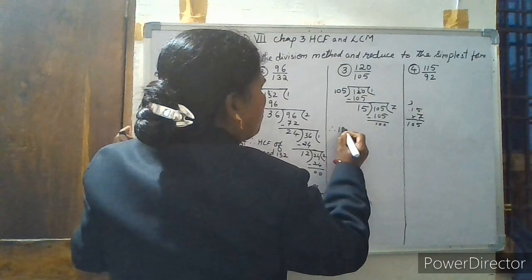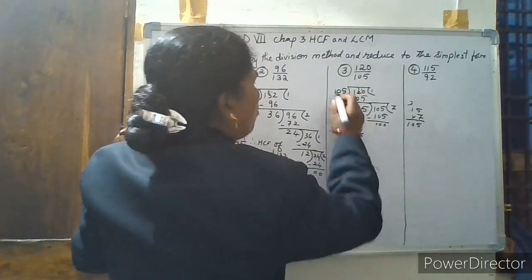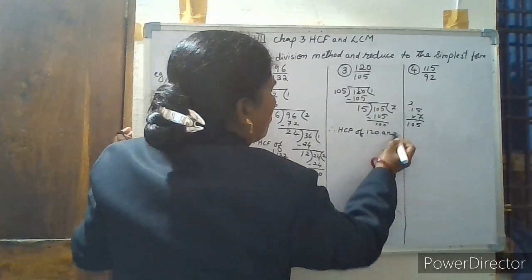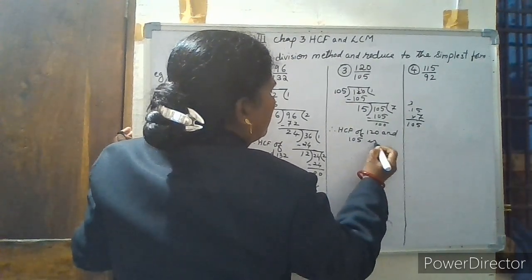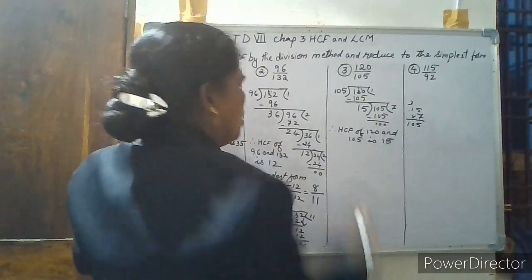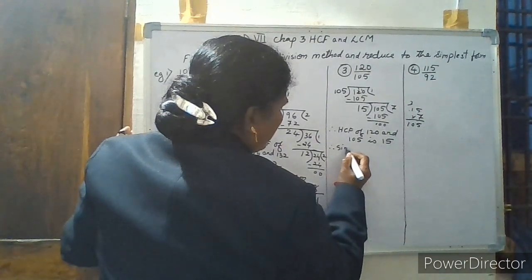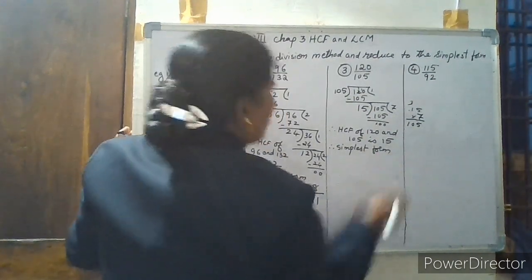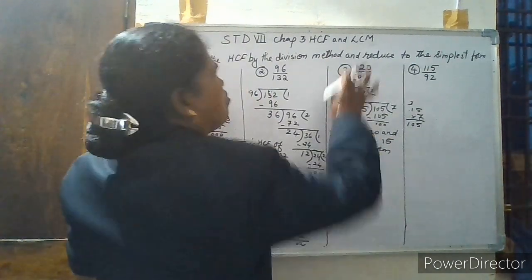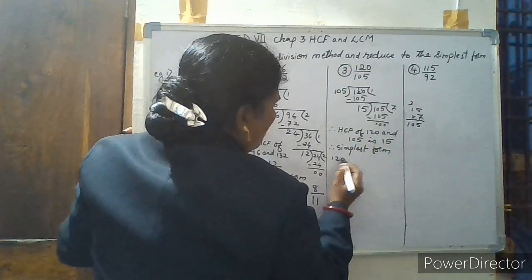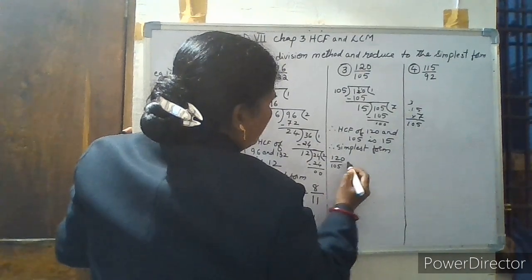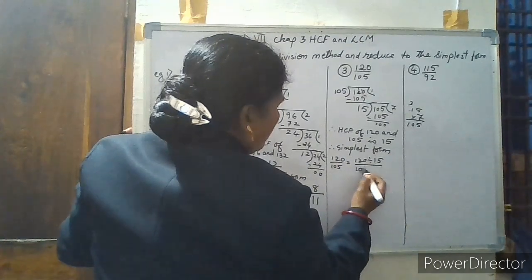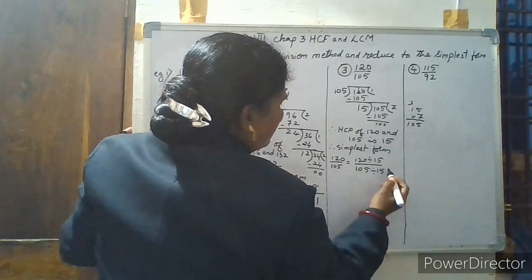So therefore the HCF of 120 and 105 is 15. Therefore for the simplest form, we have to divide both these numbers by 15. 120 by 105 is equal to 120 divided by 15 upon 105 divided by 15.